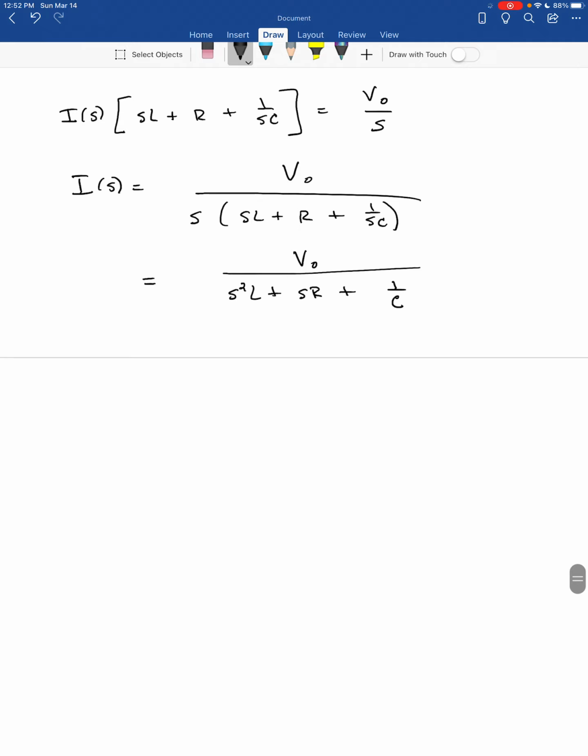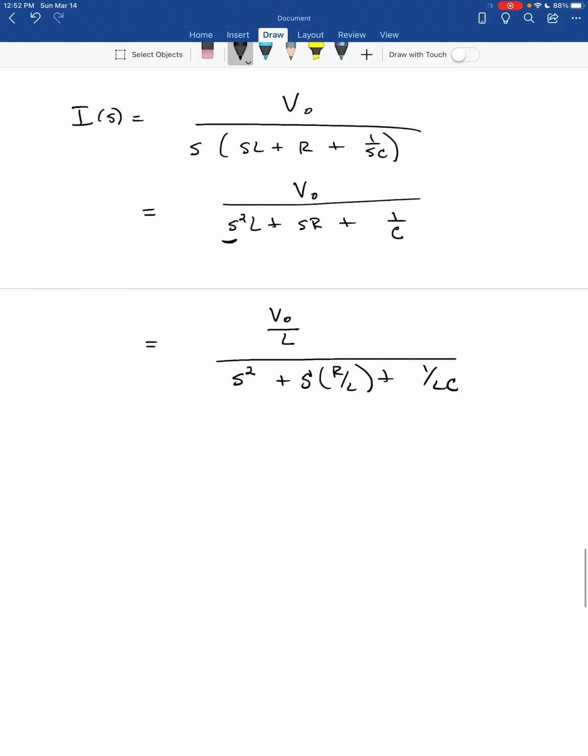And now remember the cardinal rule about working in the Laplace domain: we look at our denominator and at the highest order in the polynomial, and we want it to have a coefficient of 1. So I want to multiply numerator and denominator by 1 over L. And that gets that s squared to have a coefficient of 1, which gives me the following equation for the current.